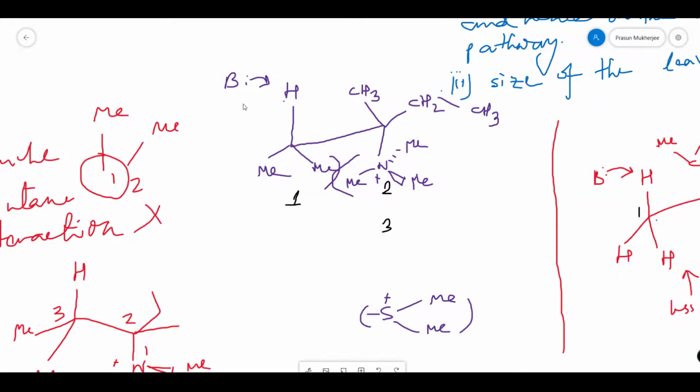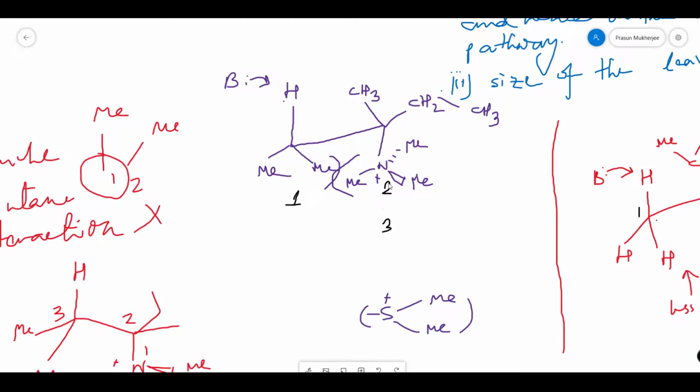As you know, for E2 elimination, the antiperiplanar condition must be maintained. That is, the hydrogen, this carbon and this nitrogen will lie on the same plane and must be anti with respect to each other. So this is the suitable conformation for E2 elimination. So now we have to consider whether this is a stable form or not.